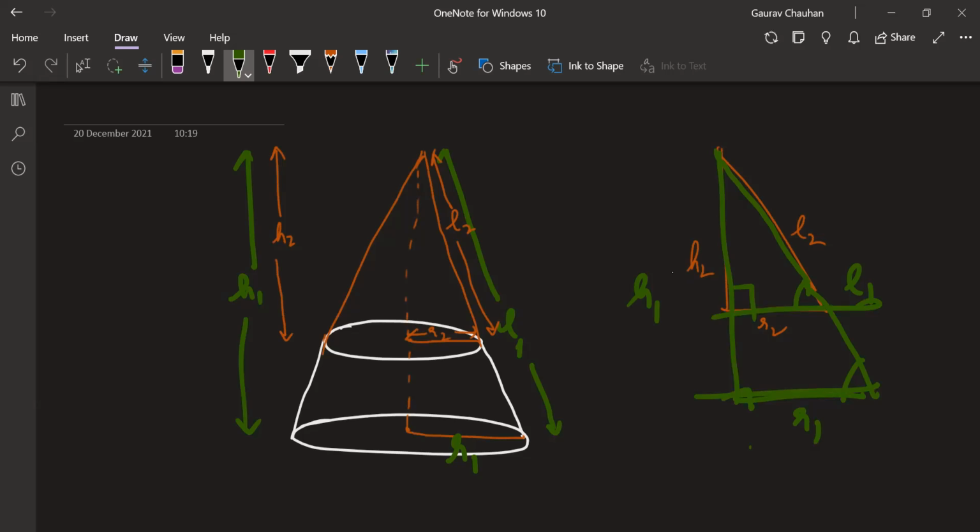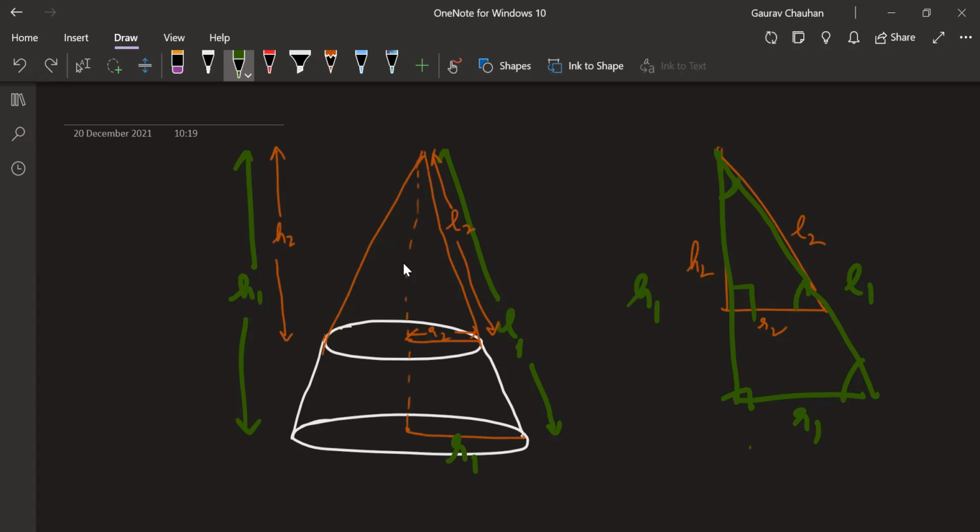To make the frustum, the cutting which I did was parallel to the base. I think that is something I forgot to mention earlier. The cutting has to be parallel. If I cut sideways, it will not be a frustum. I have to cut a circular cone only. So this cutting was parallel, which means this and this are parallel. So obviously this angle and this angle are equal, corresponding angles. By the double A criteria, the two triangles are similar.